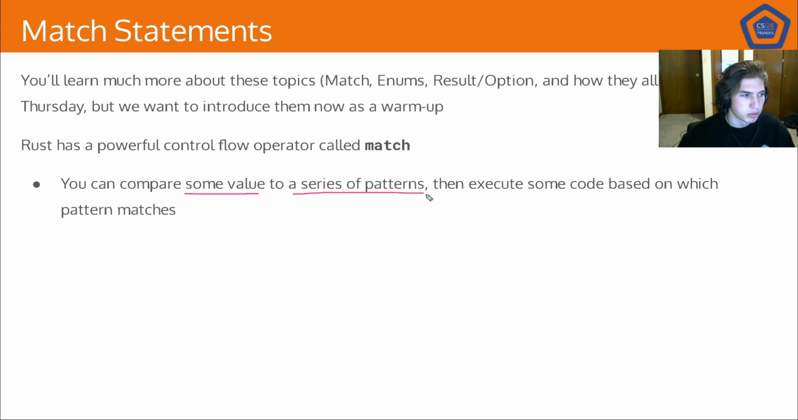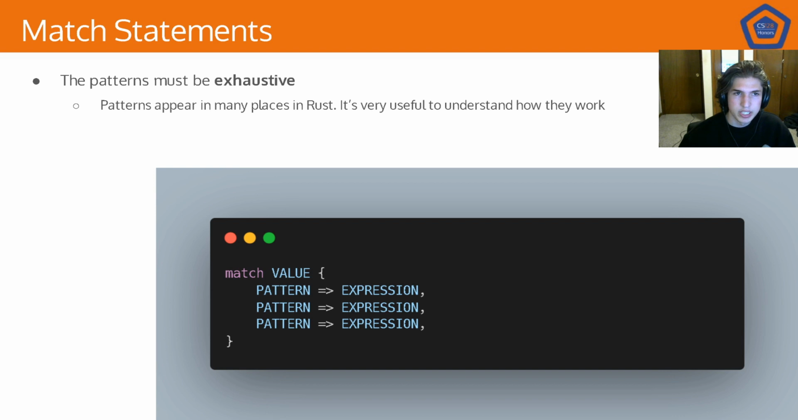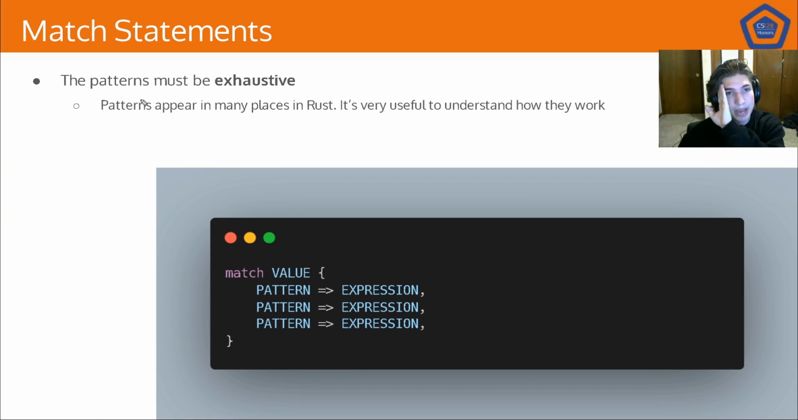We've used this word a couple times, and it'll come up a lot in Rust. And then we execute code based on which pattern matches. Let's look at the basic structure of these. One important note is the patterns have to be exhaustive, so they have to cover every case. And you'll see in tomorrow's or Thursday's lecture why they're used with enums a lot, because enums are very easy to cover every case with.